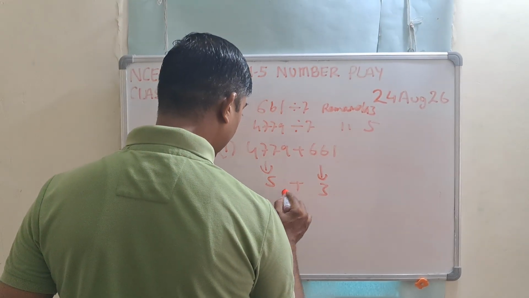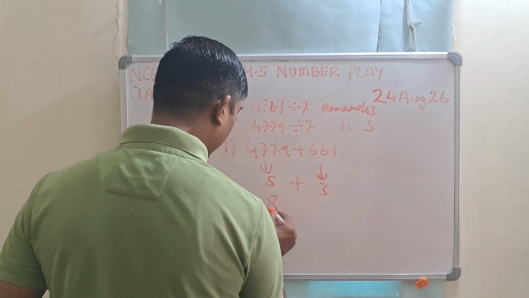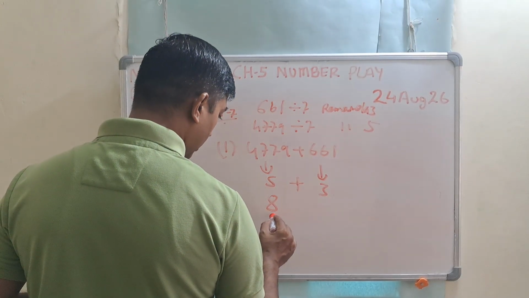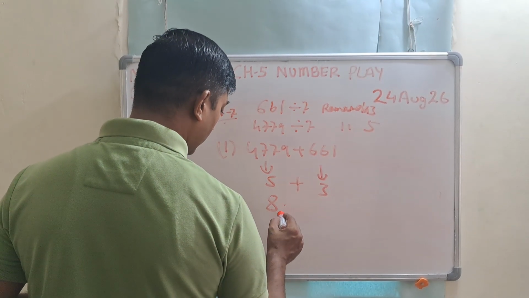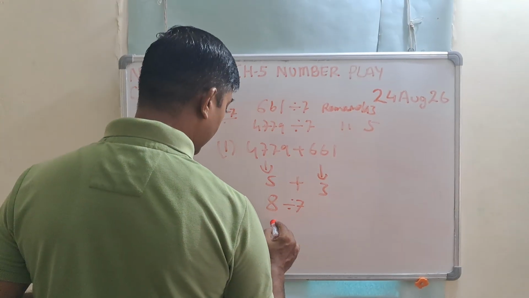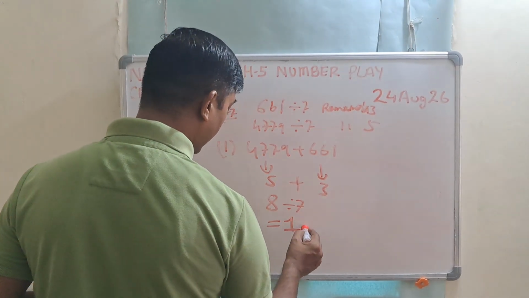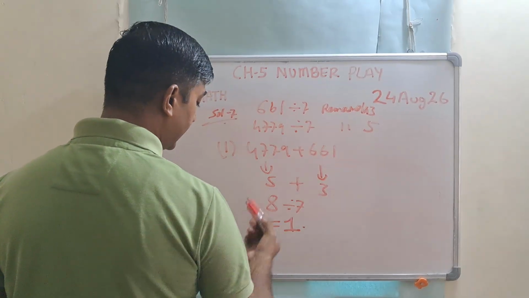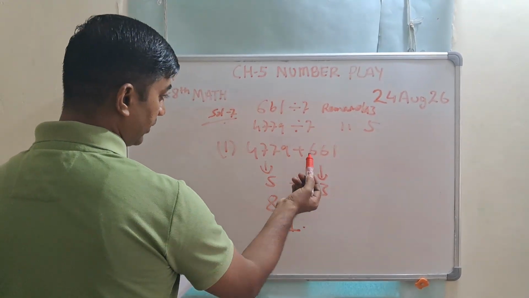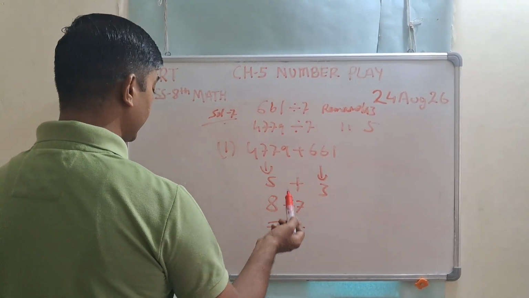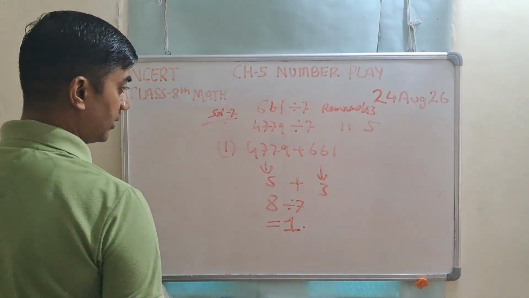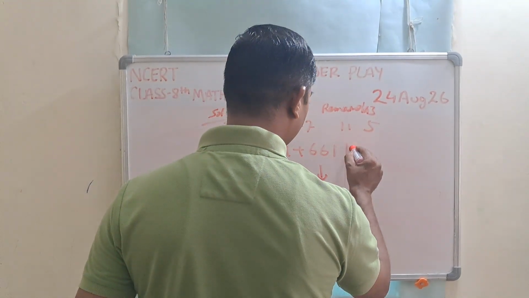When we add up we will get 8. Now 8 is greater than 7. When we divide this number by 7, what is the result? 1. So the remainder is 1. So without calculating, by adding these two numbers and dividing the result by 7, we will get the remainder 1. Understood? And what is the second question?